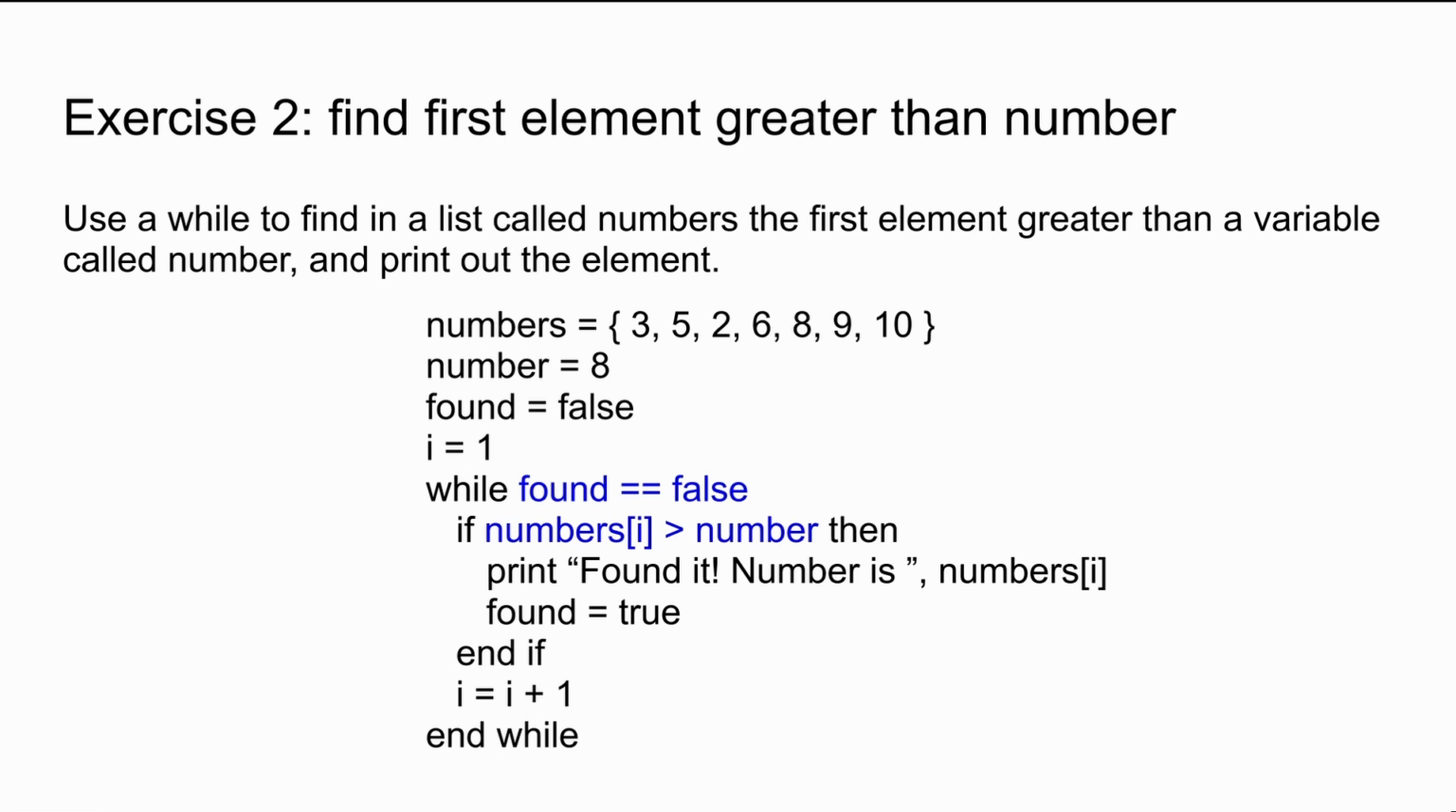In addition to the variables we had before, I have added first a variable to track in which position we are in our list and a Boolean variable to track if we have found the number yet or not. Then, inside the while, we are checking if the number in the current iteration is bigger than the variable number, and if it is, we print "found it" and the number, and set the found variable to true to stop the loop. In the end of the while, we increase i to check the next number in the list in the next iteration of the loop if we didn't find the number we were looking for in the current iteration.